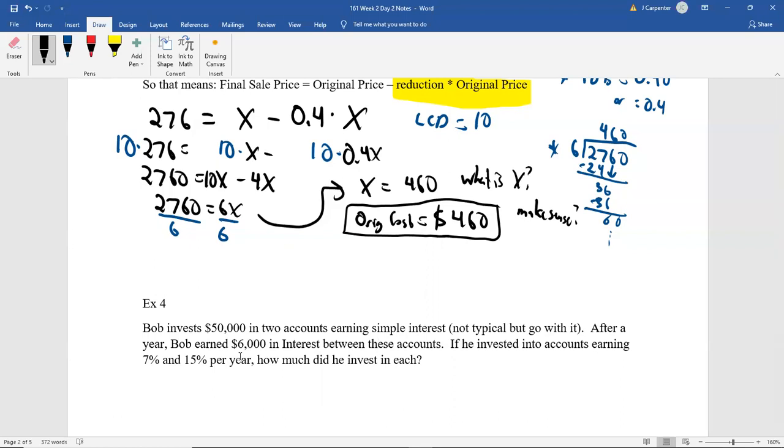So the interest he earned from the 7% account and the interest he earned from the 15% account would add up to $6,000. I'm not saying he earned $6,000 from one or $6,000 from the other. I'm saying he earned $6,000 in total. If the 2 accounts he invested in earned 7% and 15% simple interest per year, which means they only accrue interest once over the year, how much did he invest in each? So we're not doing compound interest in here. That's something I'd love to talk about, but we do it very briefly in chapter 4.